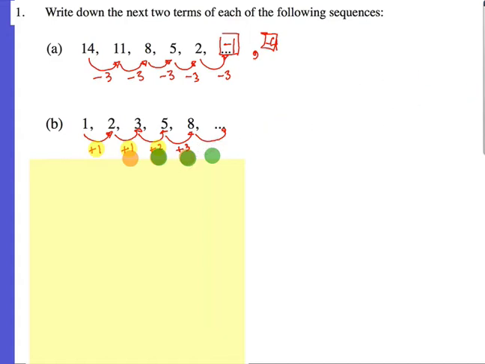So this would be add 5, and adding 5 to that would give us 13. Now to get the next one after that, we need to add 3, add 5 to get what we need to add to this term, which is add 8. 3 plus 5 is add 8. Add 8 is 21.